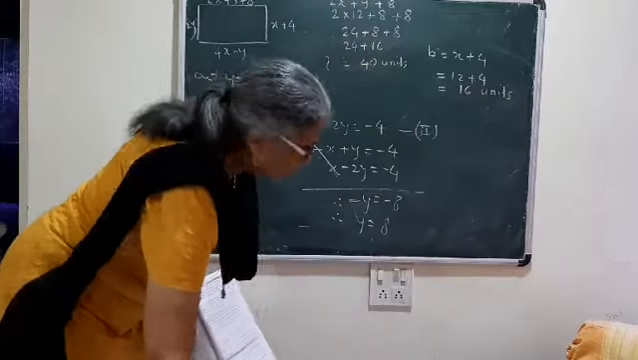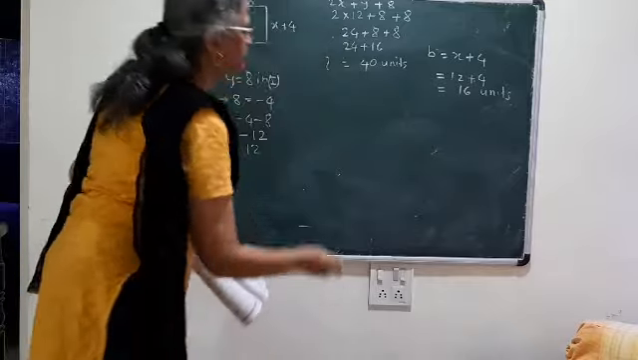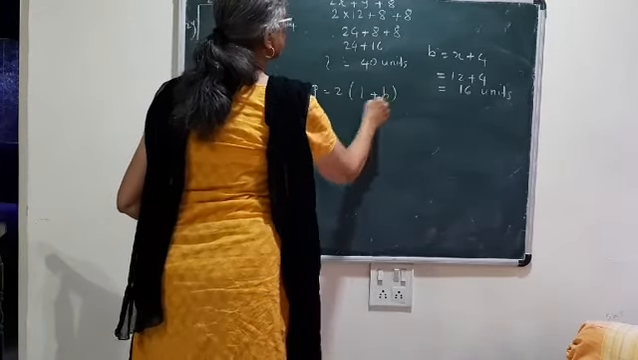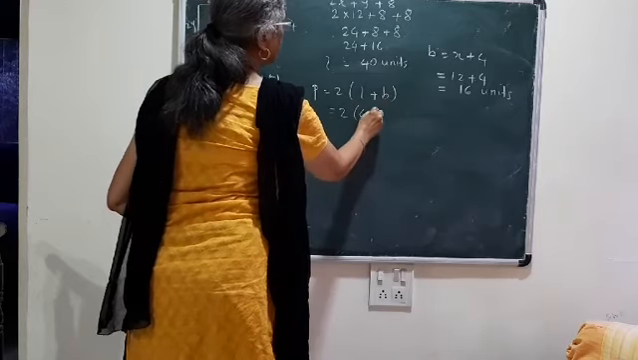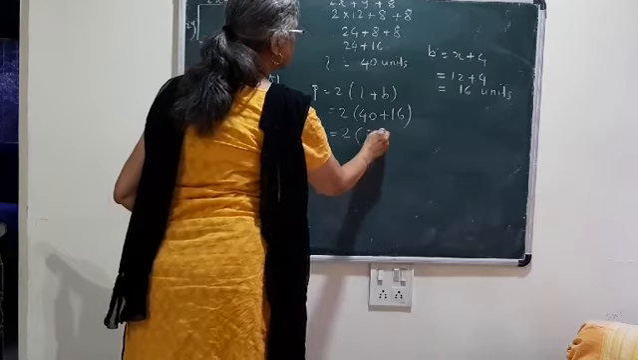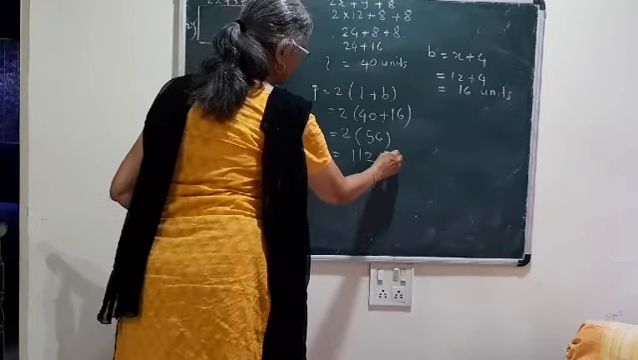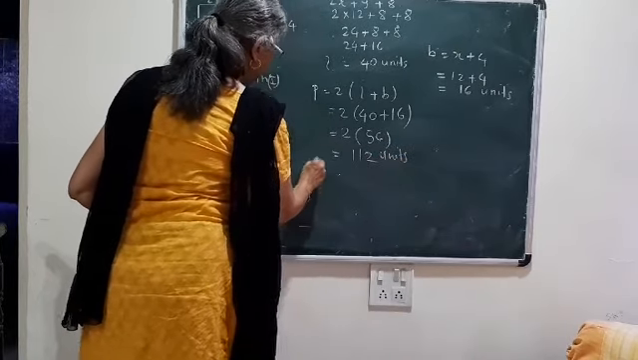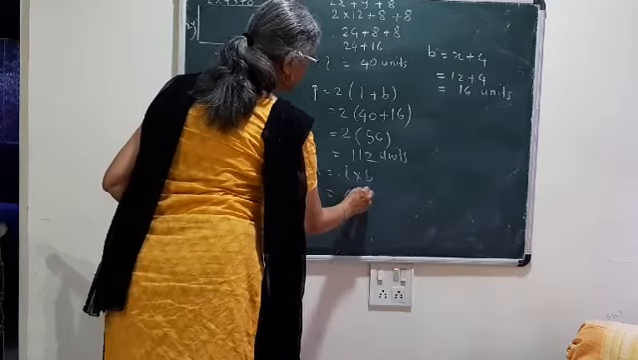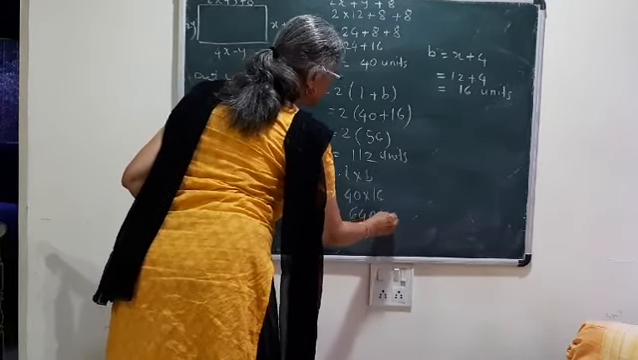Now perimeter is equal to 2 into length plus breadth. So that will be 2 bracket 40 plus 16. So that is 2 bracket 56. So it will be 112 units. And area, length into breadth, that is 40 into 16, that is 640 square units.